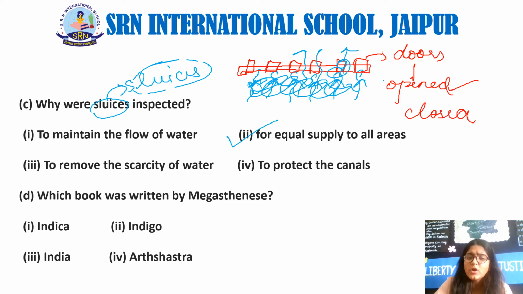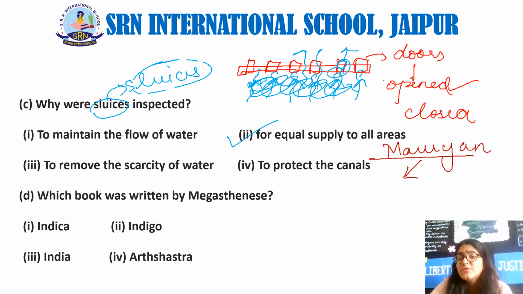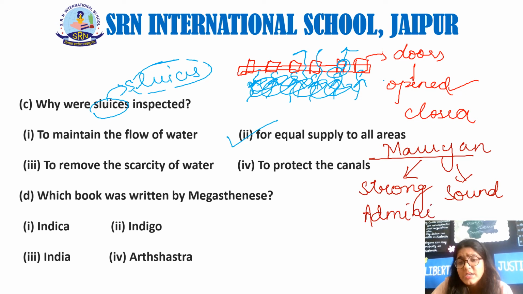Now we know that we are talking about the Mauryan Empire, as I've already told you. The Mauryan Empire was very famous for its strong and sound administration. They had a great administration, and that is why Megasthenes was extremely impressed and wrote such an excerpt on the basis of the strong and sound administration of the Mauryan Empire. I hope this question is clear to all of you. Let us move towards the next question.